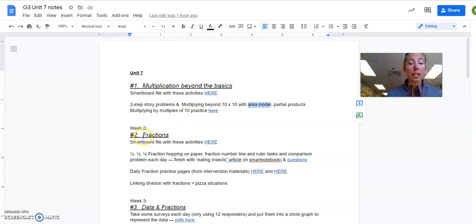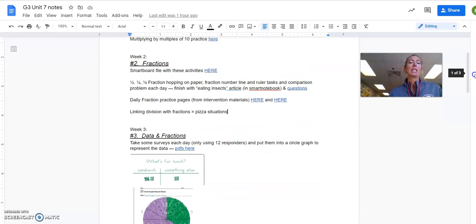And then the second thing is fractions. Yes, you've done a lot. You actually do a lot of fraction work via Number Corner and in regular Bridges math lessons. So third graders get a lot of experience with fractions, and now you're experiencing it even more. So just practicing with hops and stuff, practice pages from intervention materials, and then linking division with fractions and seeing what fractions have to do with division. So extending it just a little tiny bit. And then taking fractions into collecting data with circle graphs.